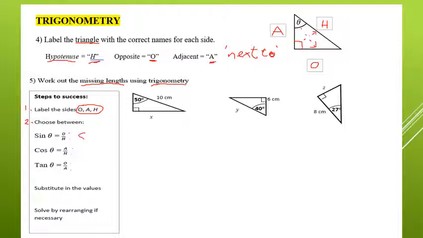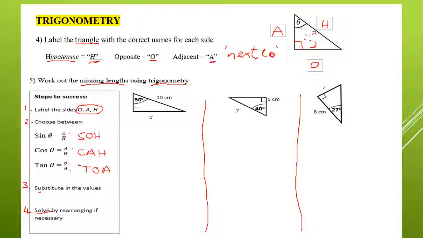You may be familiar with the saying SOH CAH TOA. SOH CAH TOA is the way people tend to remember this. Sine is opposite over hypotenuse, cos is adjacent over hypotenuse, tan is opposite over adjacent. Once we've worked out which rule, our third step is to substitute in the values, and then we solve by rearranging if necessary. So let's go through the three examples here. Hopefully this is review for you.